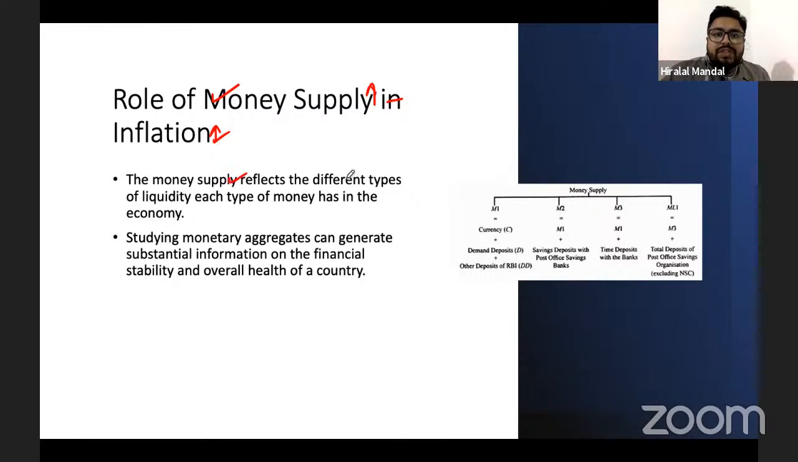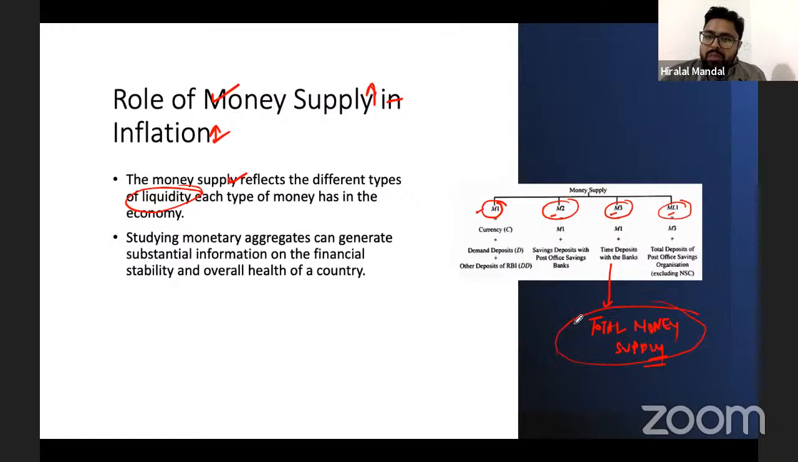But money supply reflects different types of liquidity. When it comes to money supply, there are various concepts used by RBI to show it. M1, M2, M3, and M4 are four types of money supply. In India, this is considered the total money supply into the system.